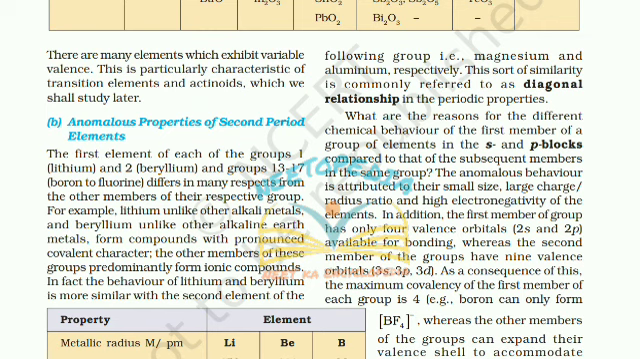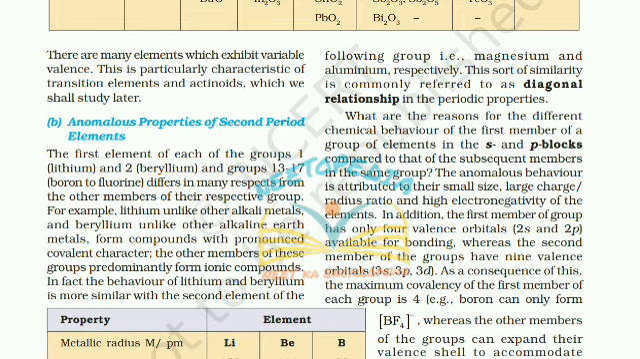What are the reasons for the different chemical behavior of the first member of the group of elements in the s and p blocks compared to that of the subsequent members in the same group? The anomalous behavior is attributed to the small size, large charge to radius ratio, and high electronegativity of the elements. In addition, the first member of the group has only 4 valence orbitals, that is 2s and 2p, available for bonding, whereas the second member of the group has 9 valence orbitals, that is 3s, 3p and 3d. As a consequence of this, the maximum covalency of the first member of each group is 4.